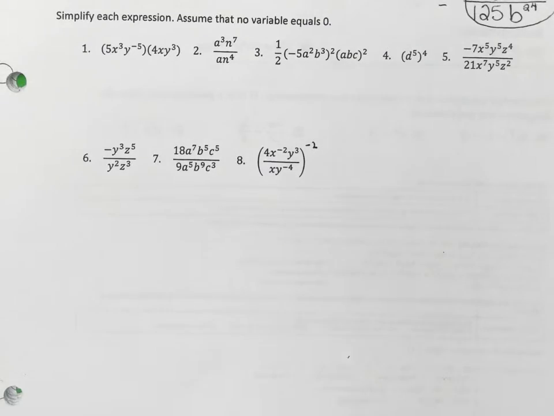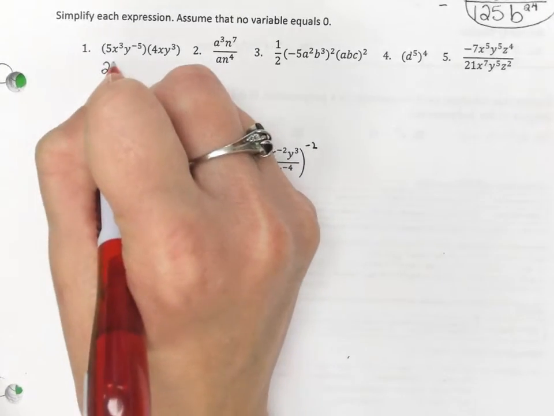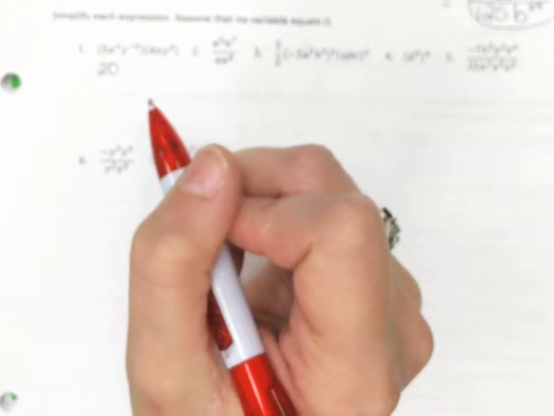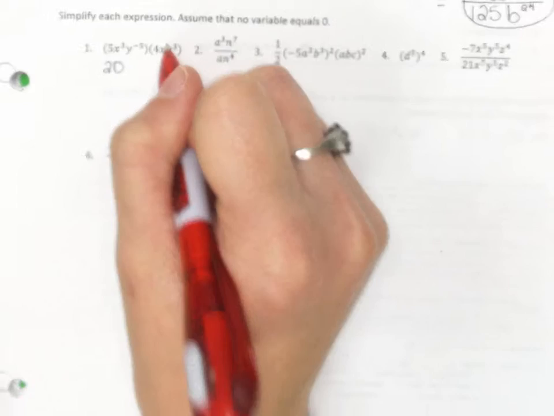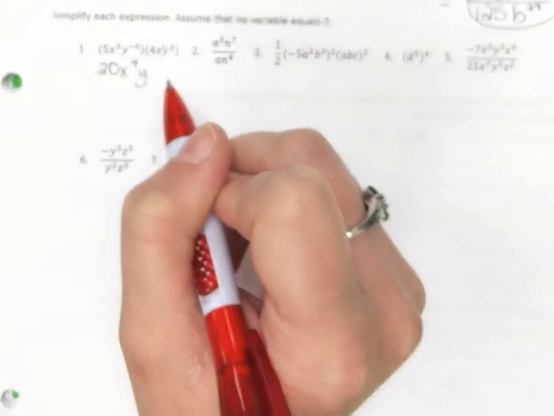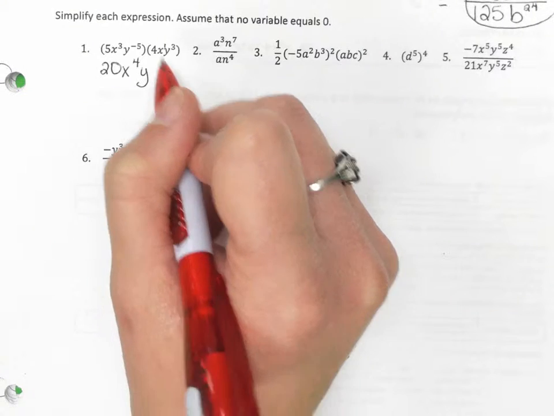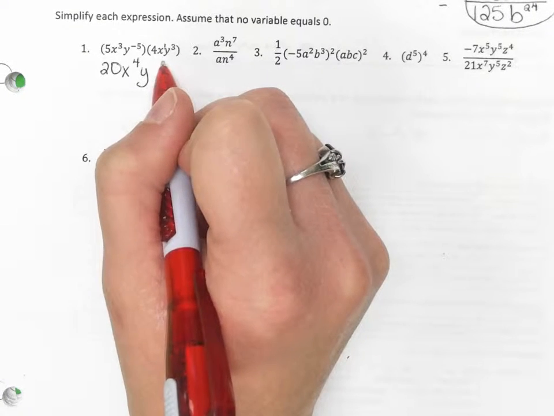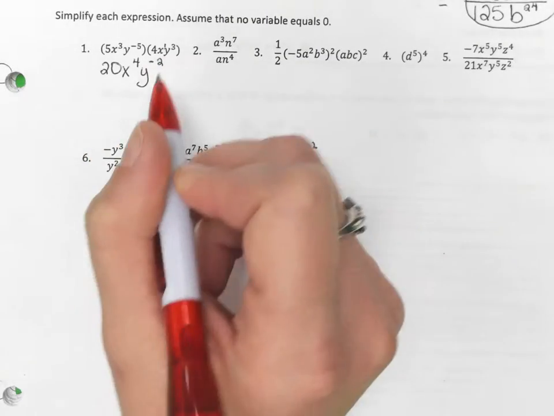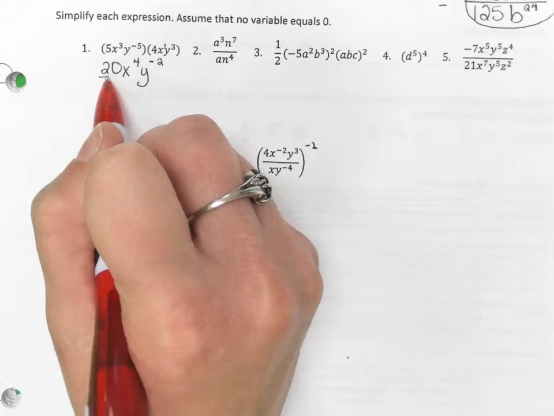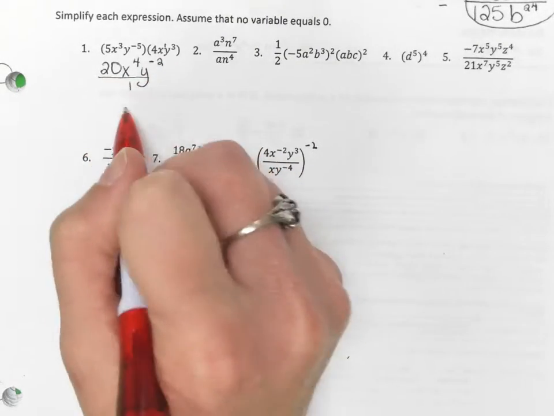What's 5 times 4? 20. And I'm multiplying the bases of x, so I add the exponents. 3 plus, what's right there? 1. That's x to the 4. And you are multiplying the bases of y, so you add negative 5. Negative 2. Very good. Not yet. All this is over what? 1. So now we're going to put them on the bottom.